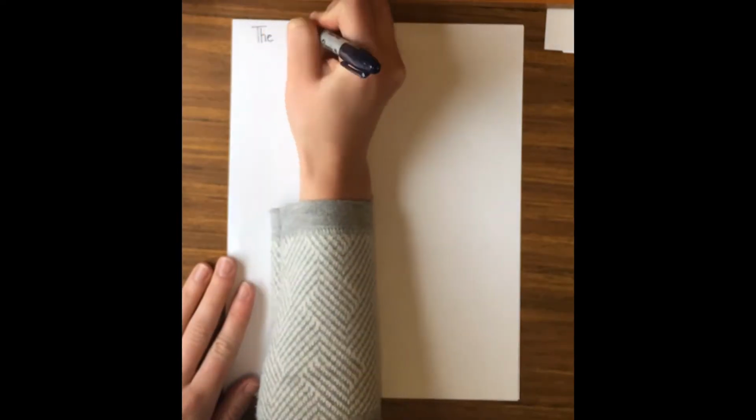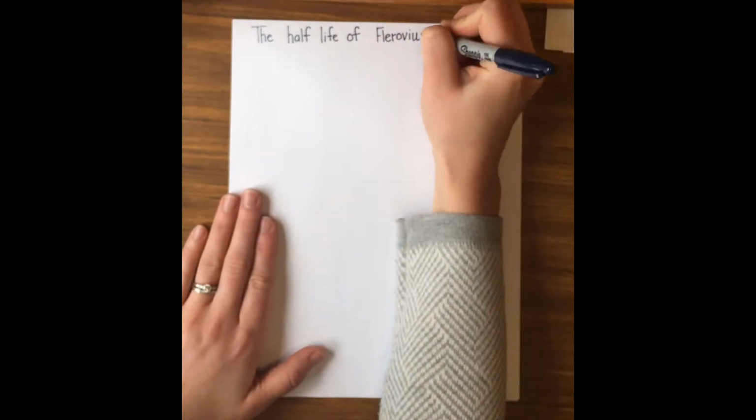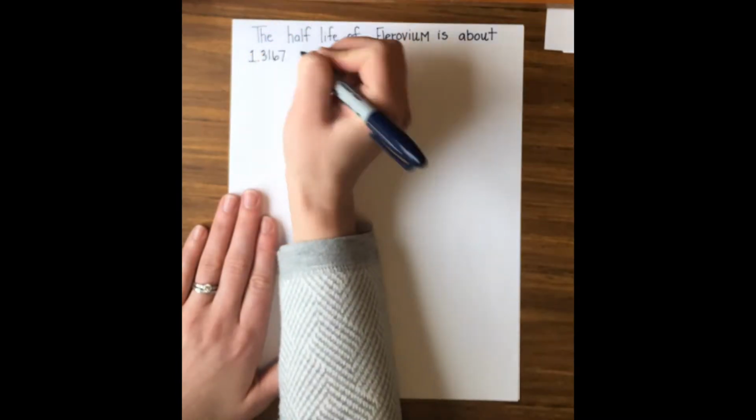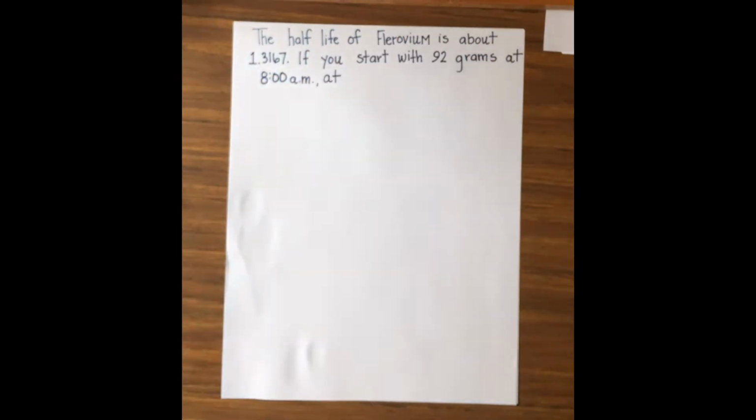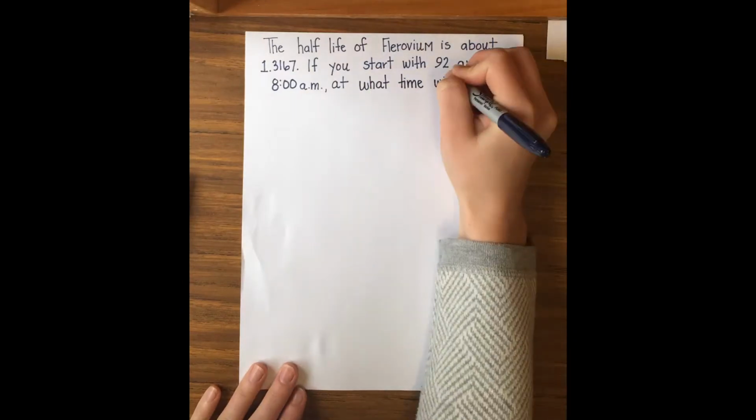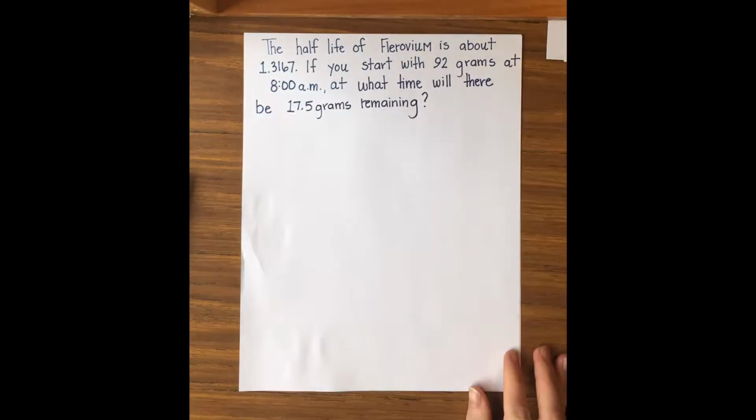In this video, we're going to explore a simple way to use logarithms in order to find an unknown value. The half-life of flerovium is about 1.3167 minutes. If you start with 92 grams at 8 o'clock a.m., at what time will there be 17.5 grams remaining? By giving us the half-life, we know how long it takes for this element to decay to half its original value. What we don't know is the rate at which it's decaying for every 1 minute that passes by.